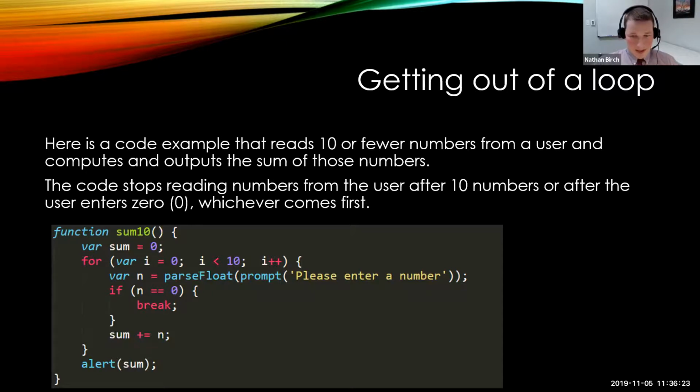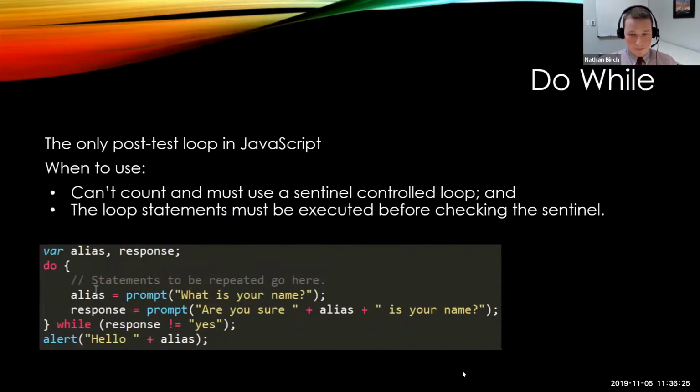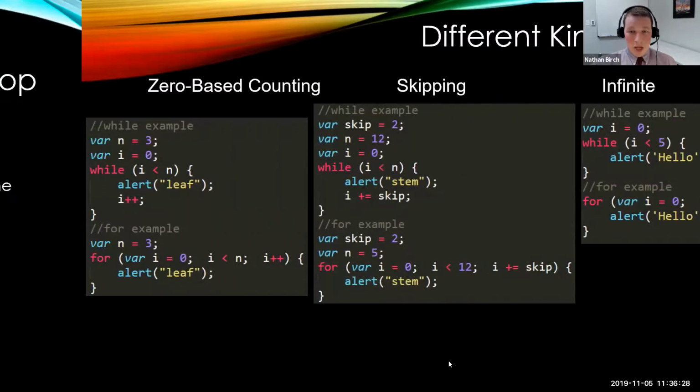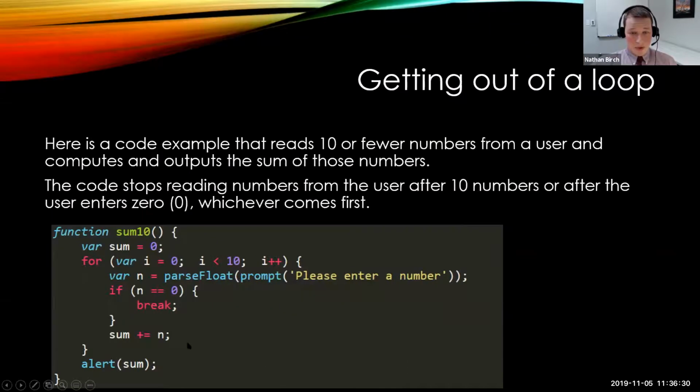So there are times when you will want to get out of a loop. This keyword break is how you do that. Imagine this loop. It says i equals 0. While it's less than 10, we'll increment i. The user enters a number, we'll assign that to n. If n is equal to 0, so if the user typed in 0, then we'll get out of our loop. And then we'll get our sum, whatever the sum was.